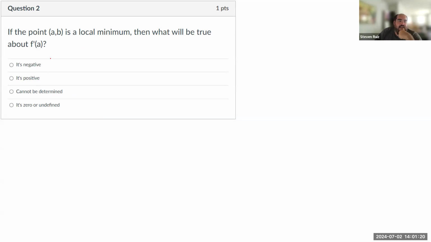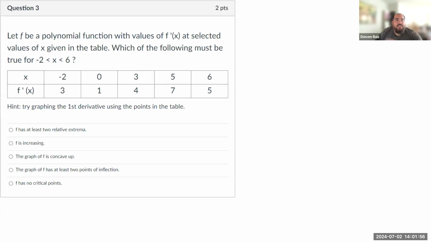For the same reason as I mentioned, if we have a local minimum, your derivative cannot be negative because that means a decrease. If your function has a local minimum, it's not decreasing at that point. It's also not increasing. If you have a local minimum, that only happens in one of two cases: if the derivative is 0, if you have a critical point, or if the derivative doesn't exist. So this is our only possibility here.